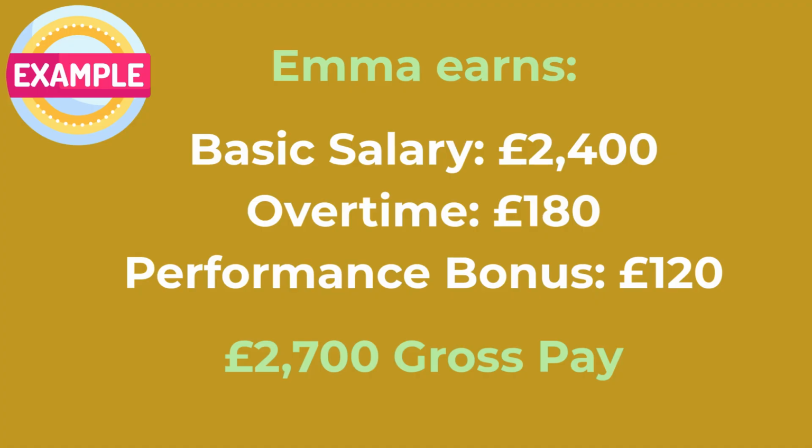Let's look at a simple example. Emma's basic salary is £2,400, and this is per month. But her overtime is £180 and she had a performance bonus of £120. If we add the £2,400 basic salary, the £180 and the £120, that equals £2,700, and that then becomes the gross pay. At this stage, no deductions have been made.